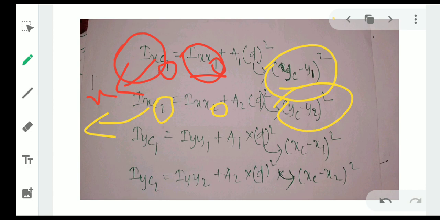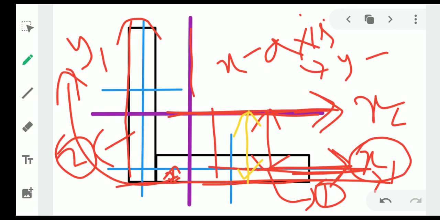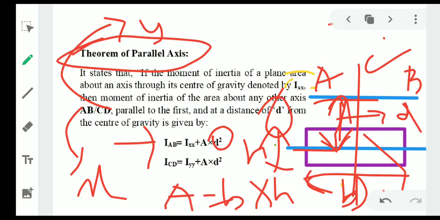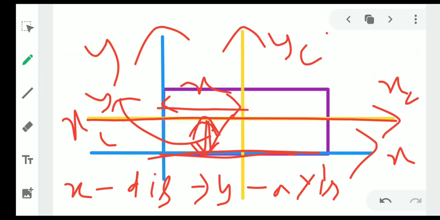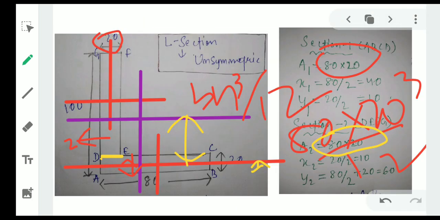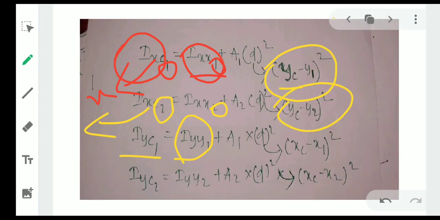Similar thing for Iyy1, where we are calculating with respect to the y axis. For Iyy1 the formula is the same, hb cubed by 12. Already told you the formula is hb cubed by 12. So for section 1 we will use that formula, where the dimensions are 80 into 20, so 80 into 20 cubed divided by 12, simple. Okay, next, the area will be A1, because I am calculating here for 1.